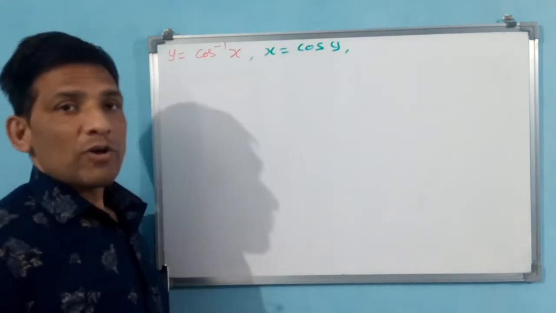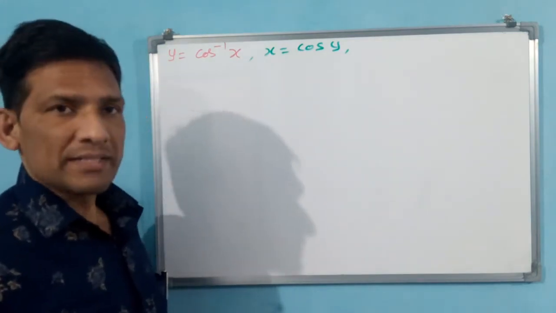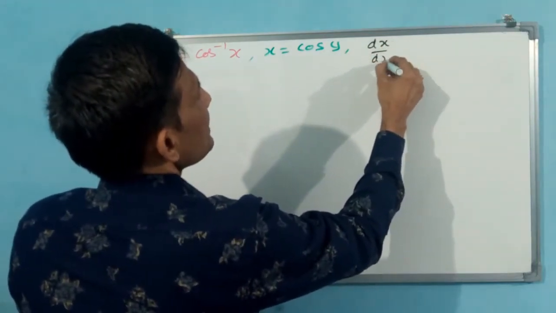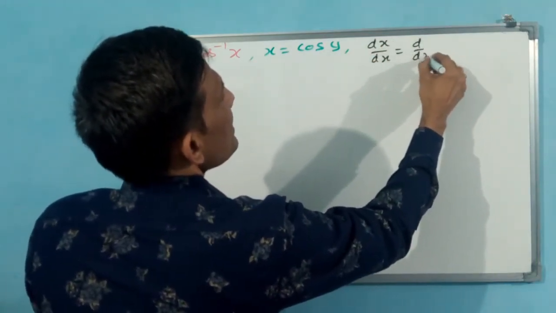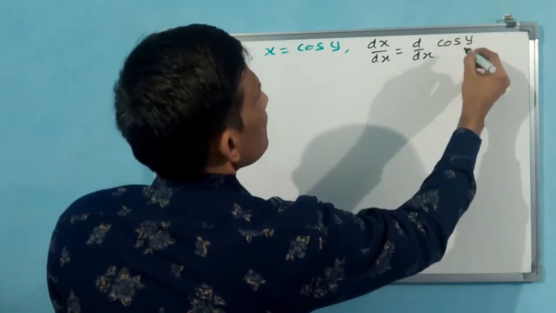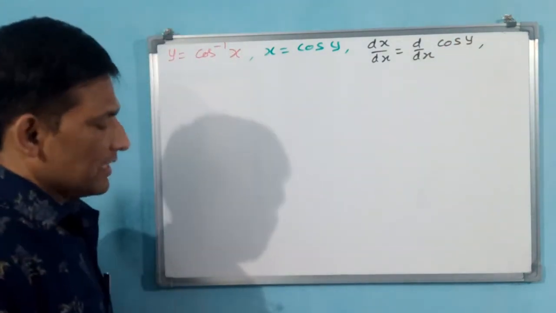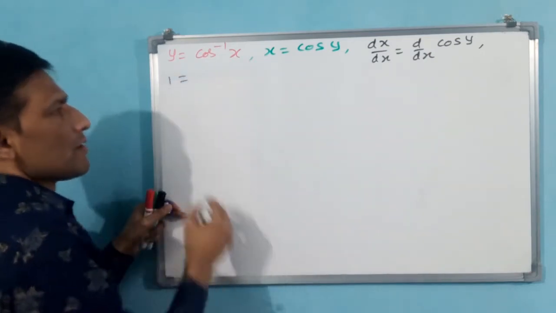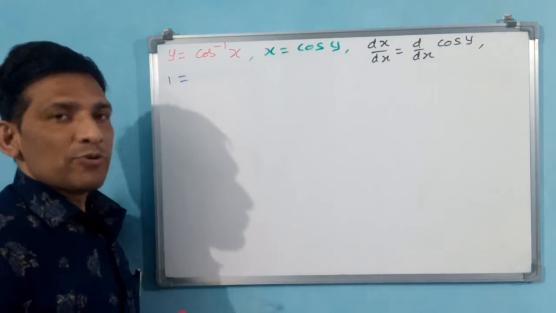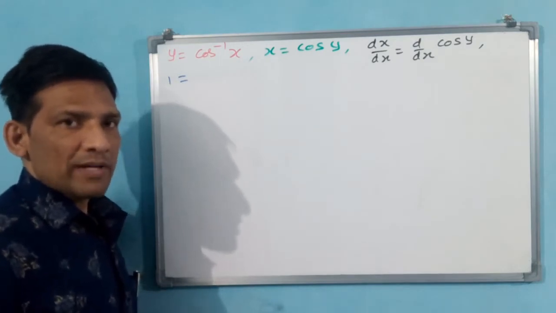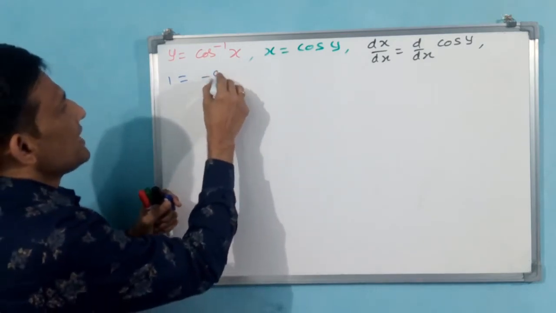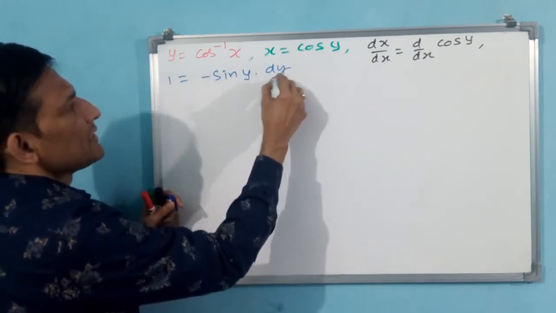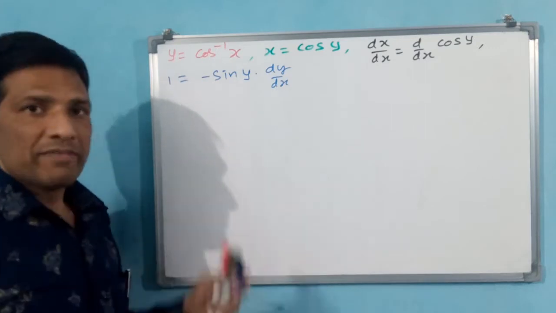Now what are you going to do? You are going to take the derivative on both sides. d by dx of x is equal to d by dx of cos y. Now d by dx of x is 1. For d by dx of cos y, you take y as x first: d by dx of cos x is minus sin x, so minus sin y, again into dy by dx.